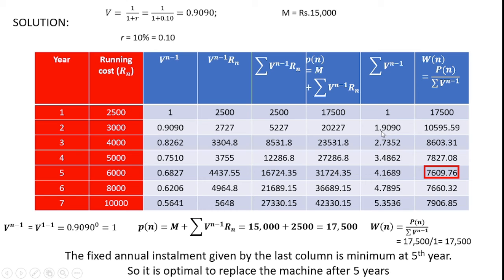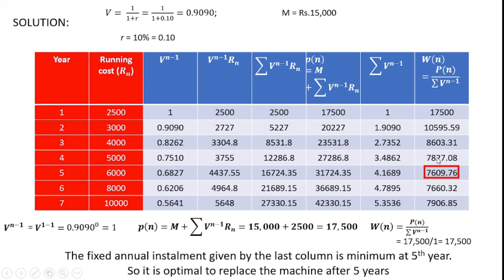Then for the next year the same procedure is followed: 20,227 divided by 1.9090. From this I get 10,595.59. For the third year, I use P of n value 23,531.8 divided by 2.7352. From this I get 8,603.31. Likewise, I follow for all the years. For the fifth year, I get 7,609.76.